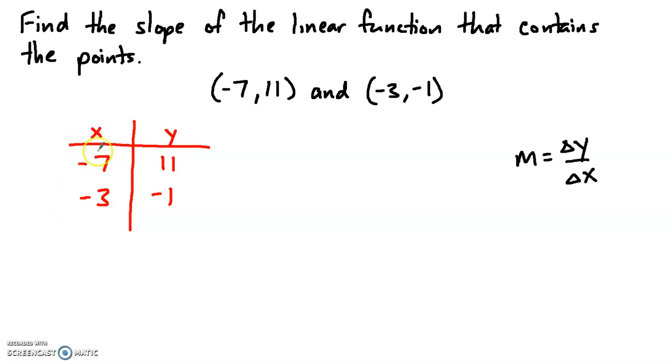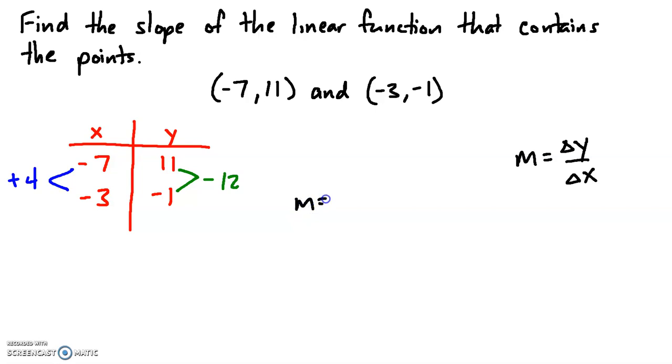So to find the change in x, what would you do to get from -7 to -3? Well, you'd have to add 4. What would you do to get from 11 to -1? You'd have to count back. So negative, how far? It's 12. 11 minus 12 is -1.